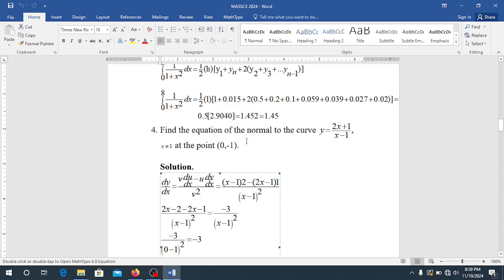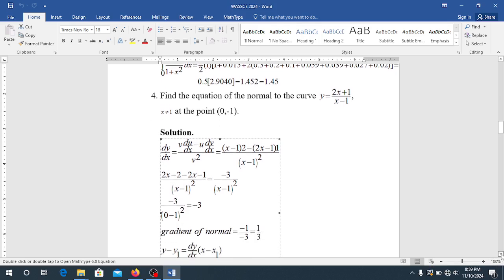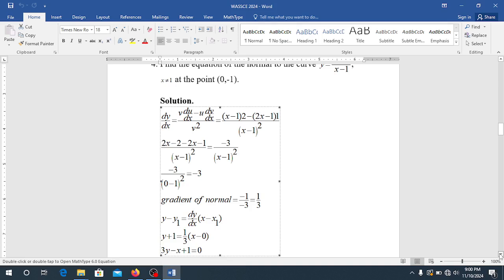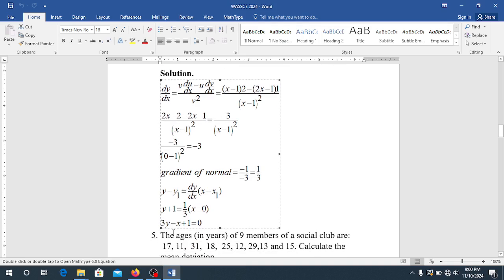Now, we want to find the value at this point, so obviously x will be 0, and that will give us minus 3. We're supposed to find the equation of the normal, not the tangent. So the gradient of the normal is minus 1 over the gradient of the tangent, which simplifies to give 1 over 3. The equation of a line is this. And if I now substitute y1 is negative 1, x1 is 0, substituting those values there and simplifying, we produce this answer that we have here.